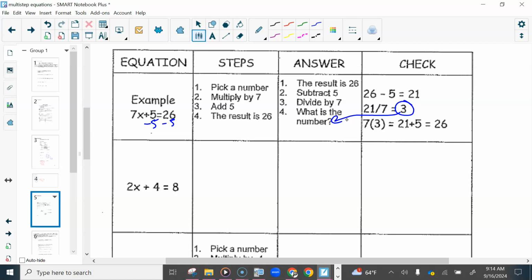And then the second part is actually putting that back in and seeing does this work. 3 times 7 is 21, plus 5 is 26. So if you get a two-step equation, you could work through this in words to help you figure that out. This page is really for practice.